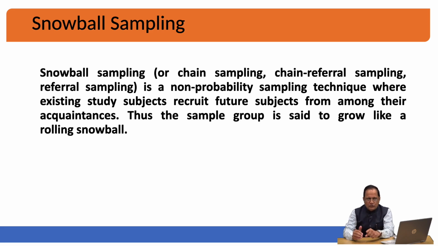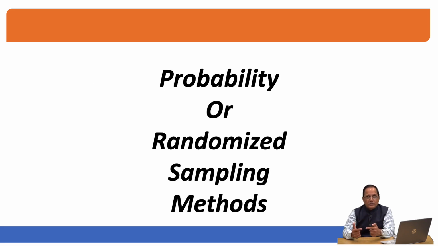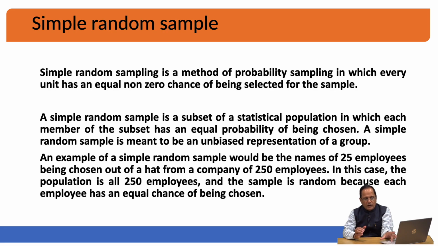So, these were some of the types of non-randomized sampling techniques. Now, let us talk about the randomized or probability sampling technique, and in this I have already told you that there are four major types: simple random sampling, systematic sampling, stratified sampling and cluster sampling. So, now let us discuss simple random sampling.